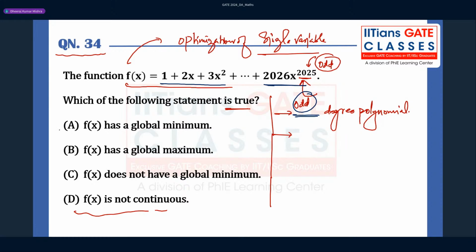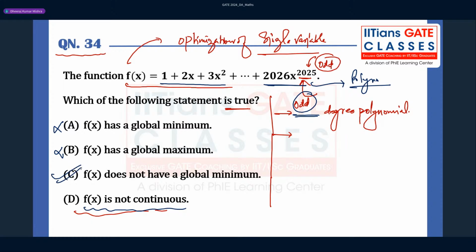So here the first option is wrong, right? The second option is going to be wrong. They have said that f of x is not continuous. But this is a polynomial in x, and all polynomials in x are continuous. So which option is going to be correct? Option C will be correct here.